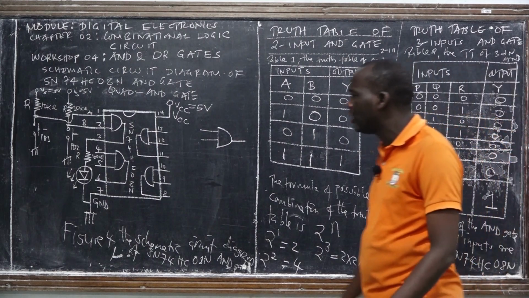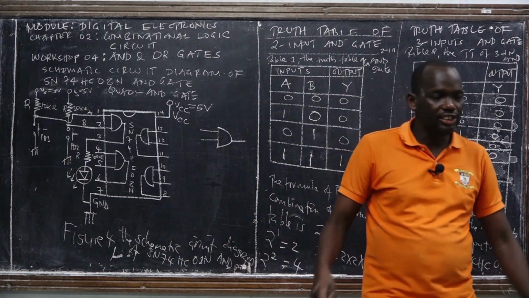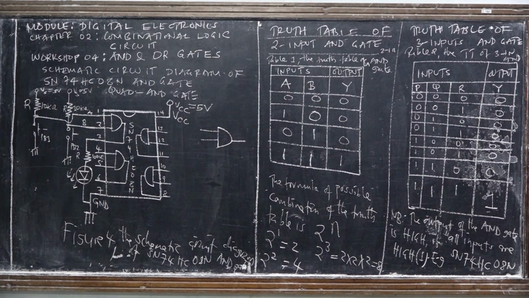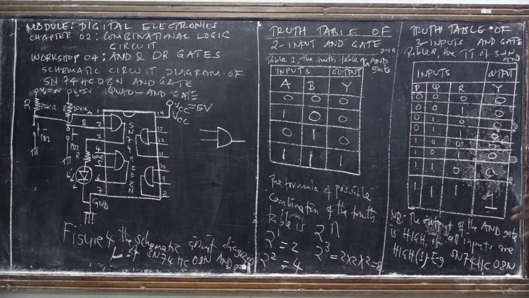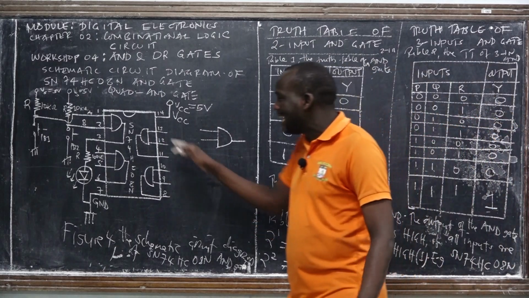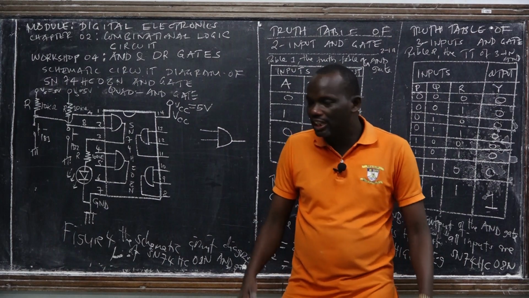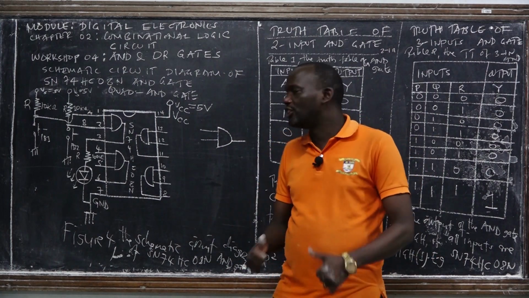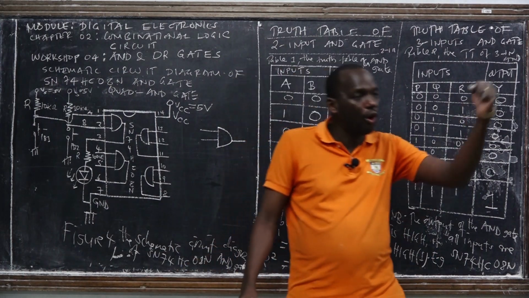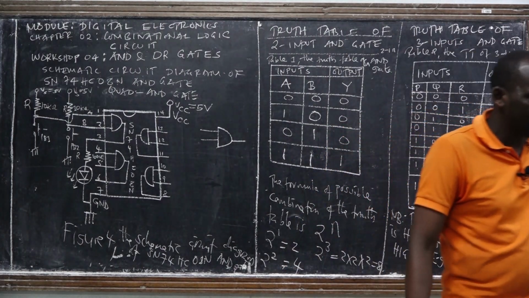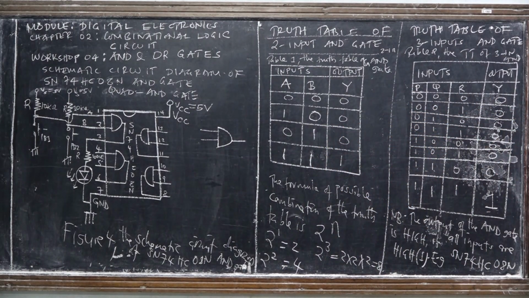SN74HC08. Remember, NOT gate is 04. AND gate 08. Are we together? So internally, when you've been given that, oh, this is the AND gate, I see. Internally, if it is a 2 input AND gate, it has 4 AND gates. It's just like a NOT gate. The NOT gate, I see, had 6 NOT gates.